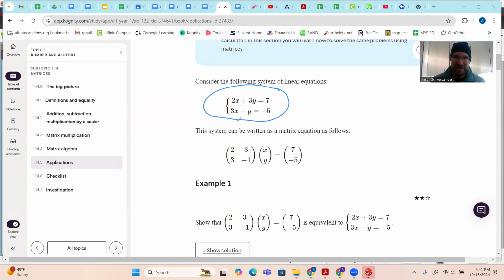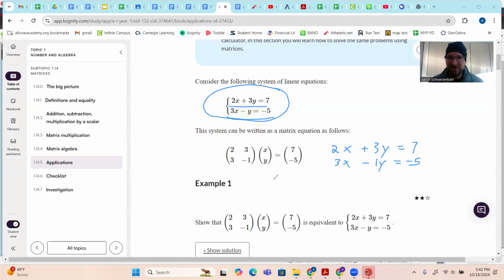So we can write this system of equations. Solving systems is a great application of matrices. We can write this like this. Now, if I show matrix multiplication, I do row times column. That gives me 2x plus 3y equals 7. Well, that was my first equation right here. If I do the second row, row 2 times column 1, 3x times negative 1y equals negative 5. And yes, that's my second equation.